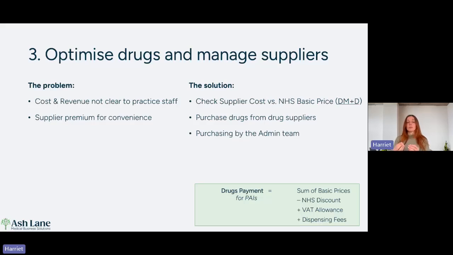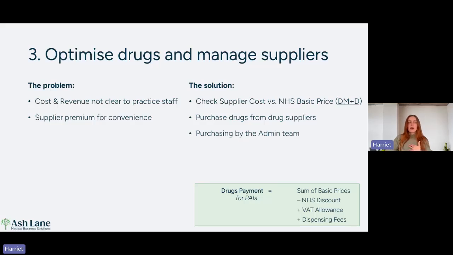So where possible, moving the ordering from the nurses into the admin team will help with managing the suppliers from a cost perspective. Also, generally speaking, there are better suppliers for cost. Those are what we refer to as the kind of big 3. So that would be AAH, Alliance, and Phoenix, also called PSUK. Generally speaking, you can get the best prices for your drugs from those suppliers.